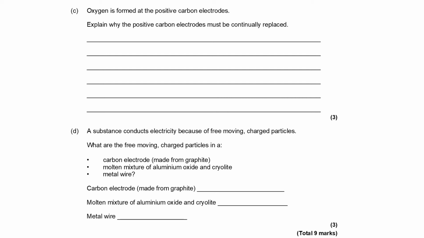Carbon electrode, so that is made from graphite, which is a giant covalent substance, one of the only giant covalent substances that can conduct electricity. Then you've got molten mixture of aluminium oxide. Aluminium oxide is an ion. And then you've got a metal wire, which has got metallic structure, giant metallic structure. So you've got to think about why there are charged particles in those 3 substances. And again, you've got 3 minutes because it's 3 marks. So you can pause the video now to write your answer.